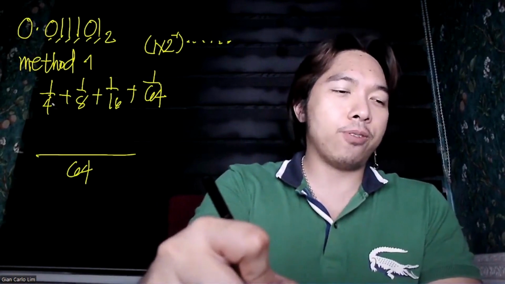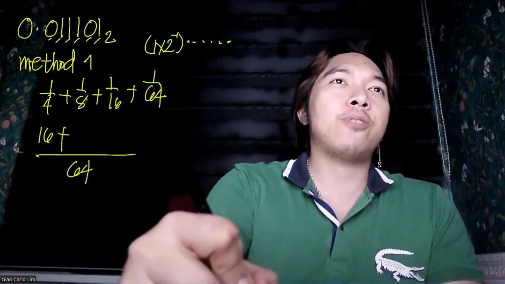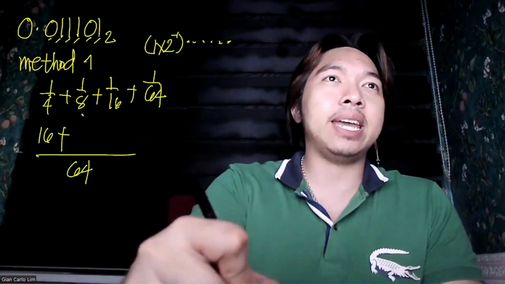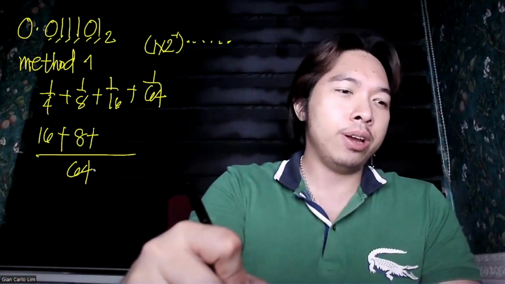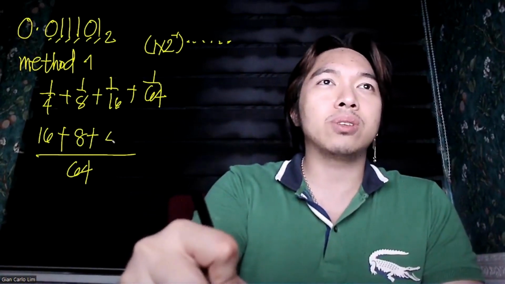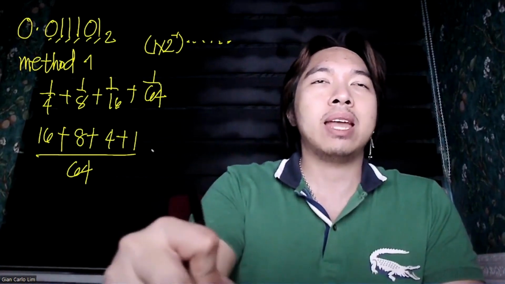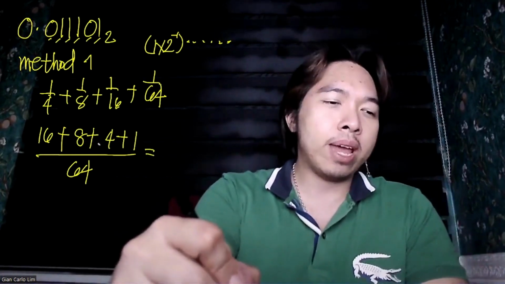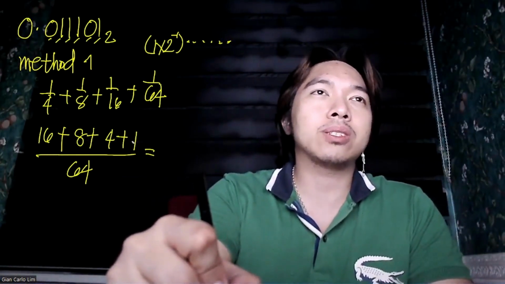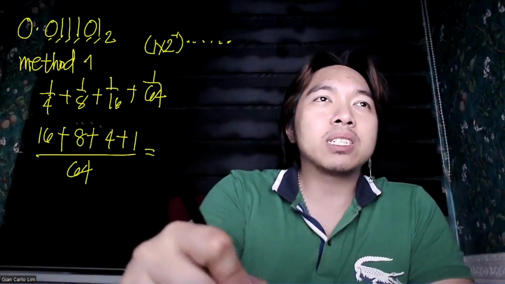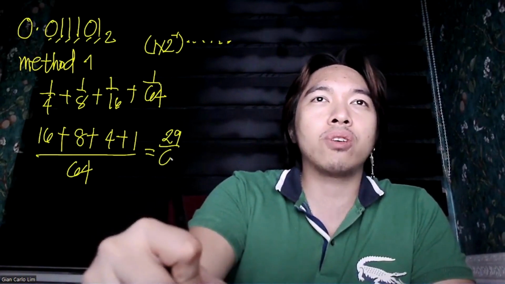64 divided by 4 is equals to 16 times 1, 16. 64 divided by 8, so that is 8 times 1, so that is 8. 64 divided by 16, so that is 4 times 1, so that is 4. And then 64 divided by 64 is 1 times 1, so that is 1. Add everything up, so we now have here 16 plus 8 plus 4 plus 1. So we have here 16 plus 4, 20, 8 plus 1, 29. So 29 over 64.